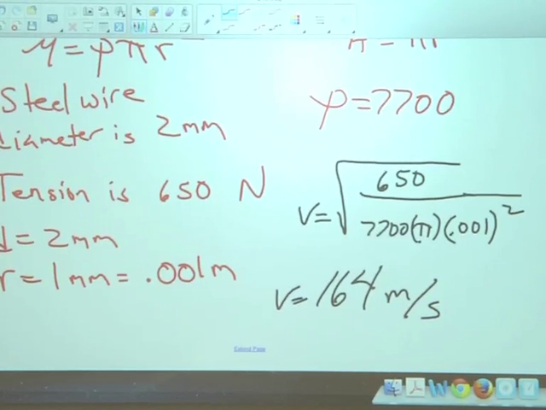Depending on your calculators, like the graphing calculators and some of the TIs, once you hit square root, it automatically gives you an open parenthesis to start with. So you hit square root, you get the open parenthesis, you type in 650, and then you divide, then another open parenthesis, and then 7,700 times pi times 0.001 squared, close parenthesis, equals. And again, to the nearest whole number, you ought to be coming out on the order of 164 meters per second.